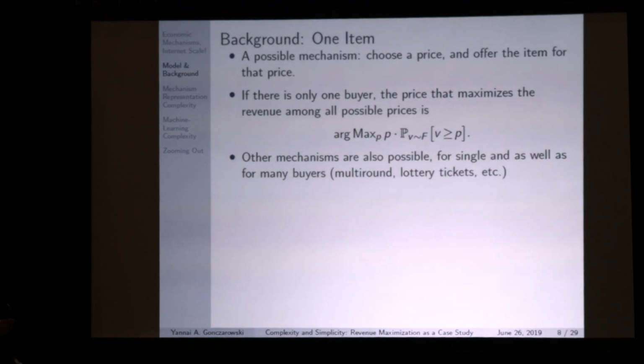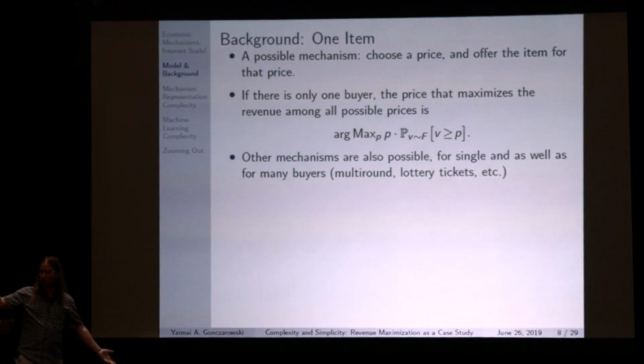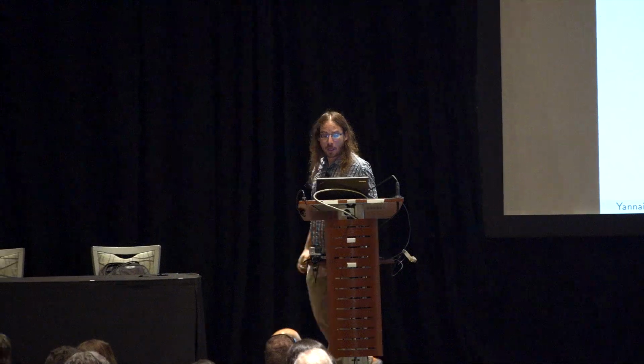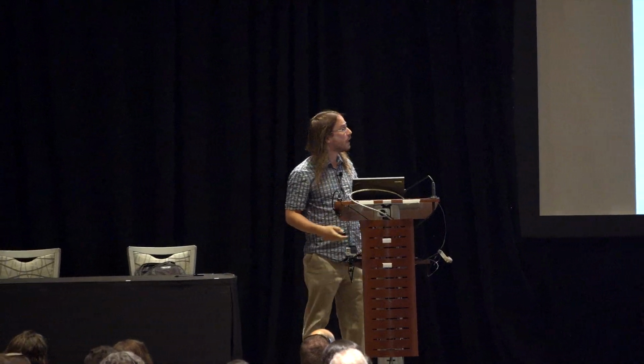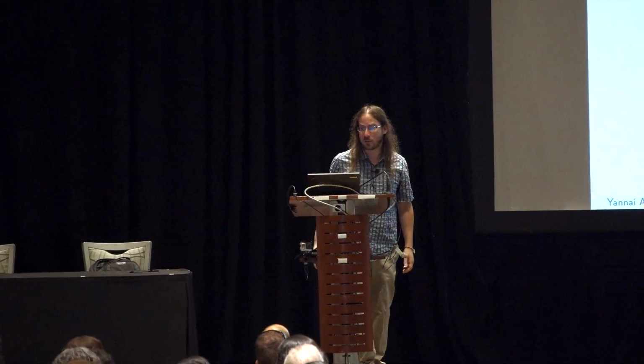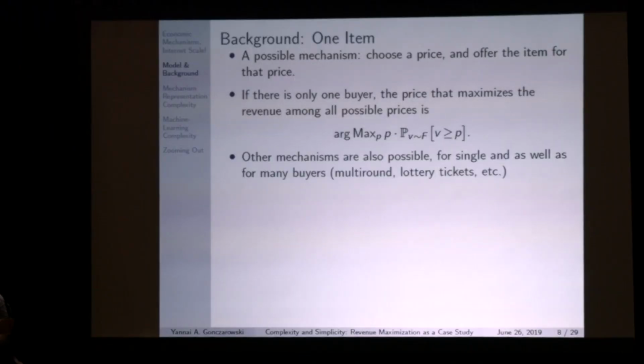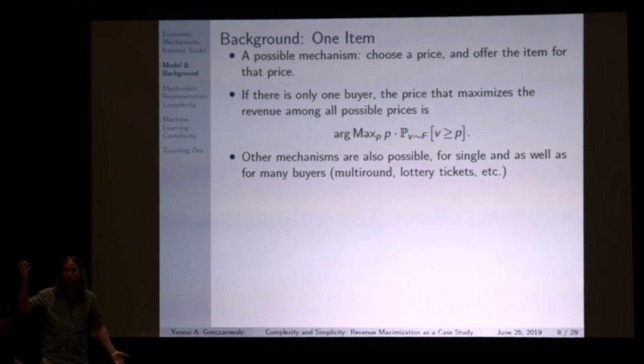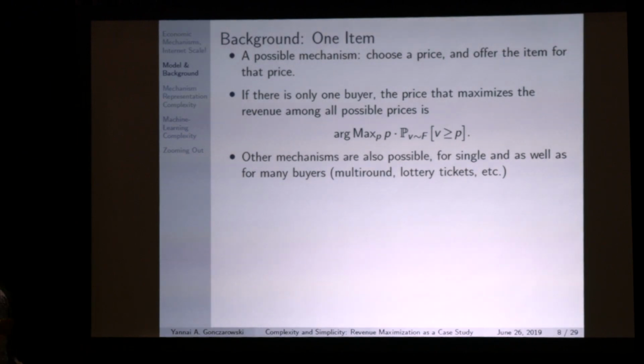So some background for one item. One possible mechanism, if I'm going to want to sell this clicker, is to say $6, take it or leave it. And if there's only one buyer, it's very easy to calculate and solve, given the distribution of the buyer's value, for the optimal price that gives optimal expected revenue. But there are also many other possible mechanisms for a single buyer. For many buyers, you can think about multi-round mechanisms, selling lottery tickets: pay me $6 for a chance of 3/4 to win this clicker, I don't know, stuff like that.